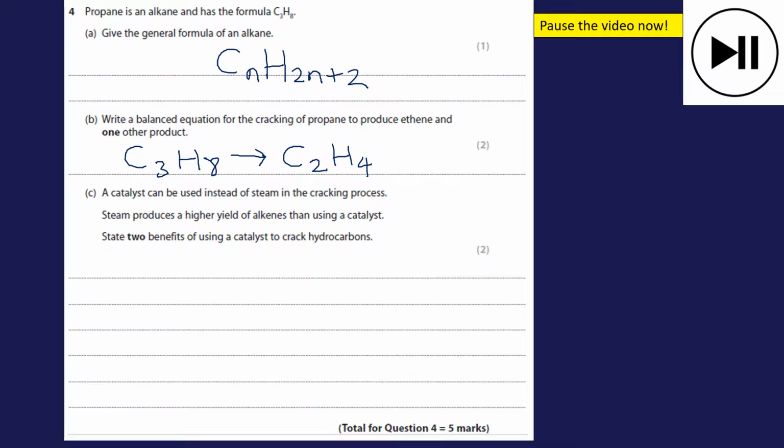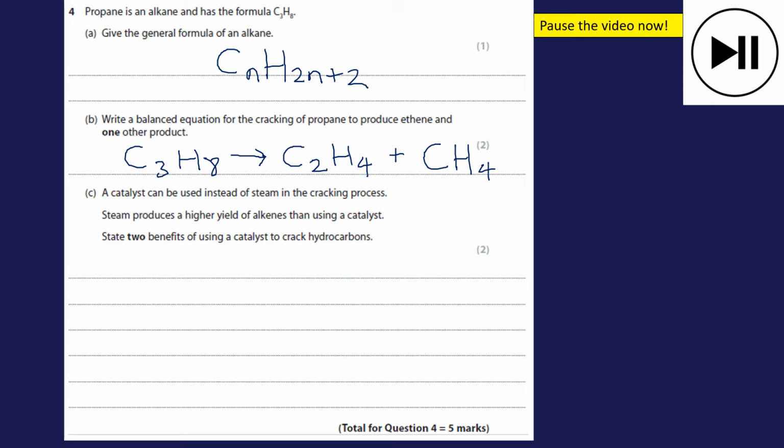Well, I've only got 1 carbon left because I started with 3 carbons on the left. So my other product must have 1 carbon, since the other 2 carbons are in ethene. So it's C. How many H's have I got left over? Well, we started with H8 and we've got 4 in ethene. So this must be CH4. Done.